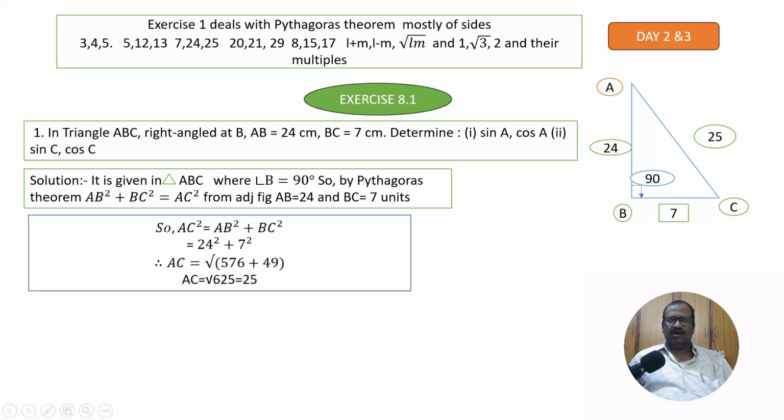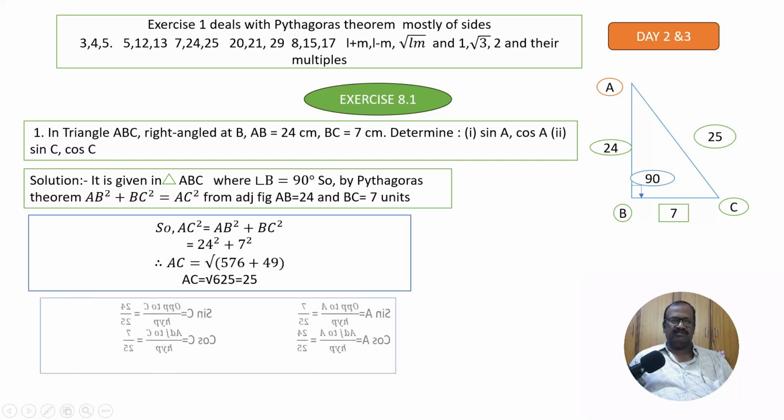Now we determine the value of the hypotenuse. AC square is equal to AB square plus BC square. AB square means 24 square plus 7 square. So AC is equal to root of 24 times 24, which is 576, plus 49. AC is equal to root of 625, that is equal to 25. And we got the three values.